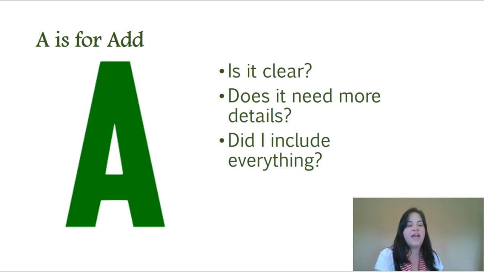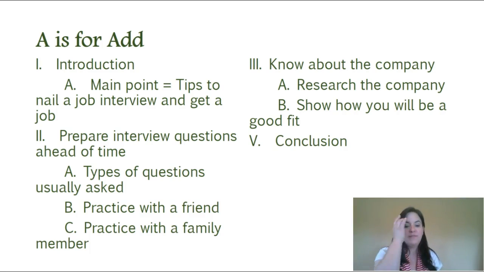The next thing to look at in the FACT approach for revision is A for add. When looking at your essay, ask yourself, is my writing clear? Does it need more details? And did I include everything I meant to? So let's go back to our outline, and I've deleted the things that we took out that weren't relevant when we looked at fit. And now I need to look at, is there anything where I need to put in more details that might not be clear?